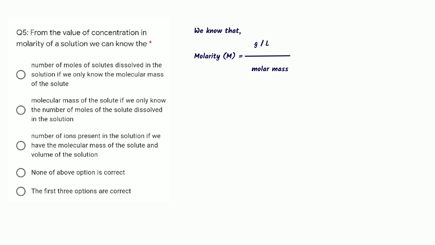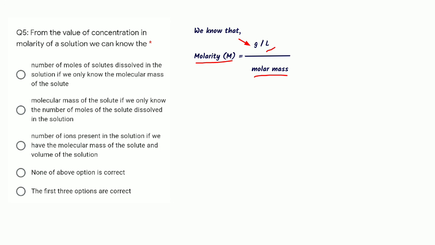According to the third option, if we know the molarity of the solution, then we can calculate the number of ions present in the solution if we have the molecular mass of the solute and the volume of the solution. This is correct, because if we have the molarity, volume and molar mass, then we can calculate G, that means the amount of the solute dissolved in that solution.